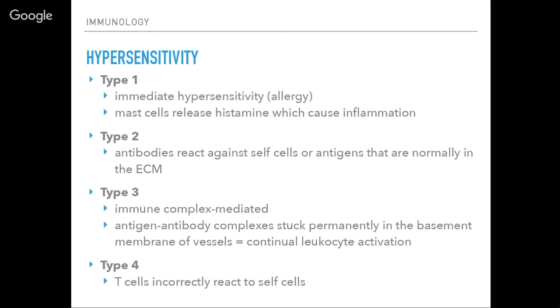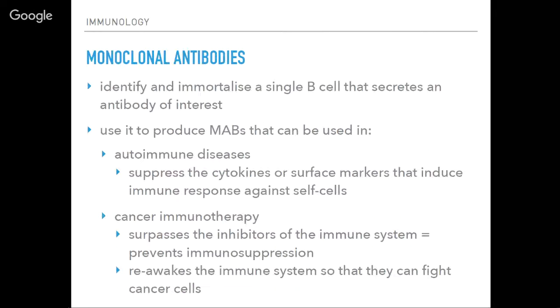And then there's type 4. This is where your T cells, during that screening process, which isn't 100%, sometimes a defective T cell will get through. And if that gets through, it will cause autoimmune diseases. That's where your T cells attack your own body. And all hell breaks loose.